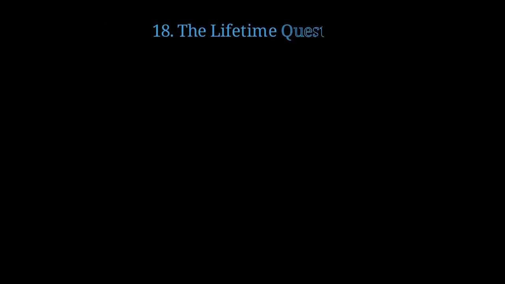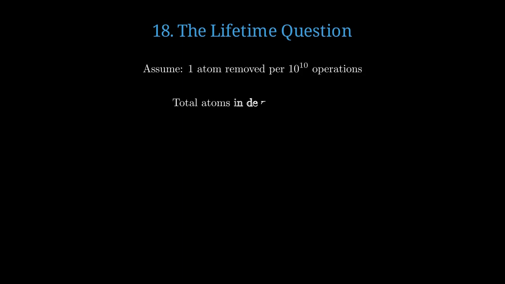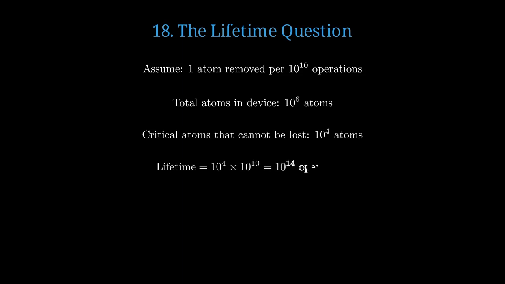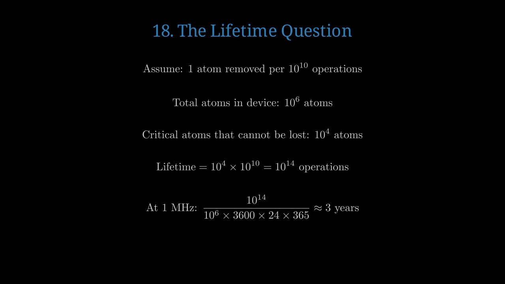Let's calculate the actual lifetime of a nanomachine operating continuously. Assume wear removes 1 atom per 10 billion operations. A small nanomachine might contain 1 million atoms total. Perhaps 10,000 of these are critical atoms whose loss would cause failure. The lifetime is 10,000 times 10 billion equals 100 trillion operations. Operating at 1 megahertz, that's roughly 3 years of continuous operation.